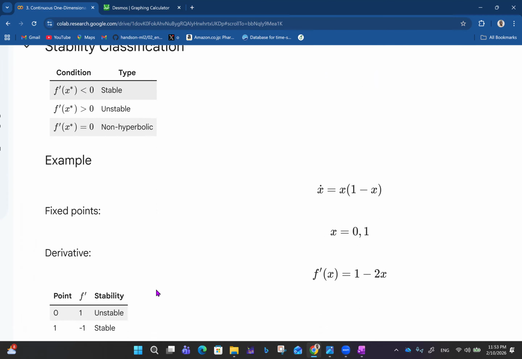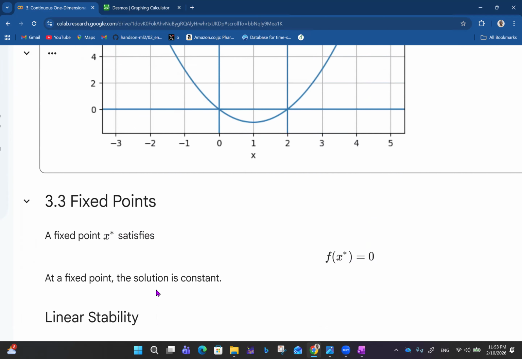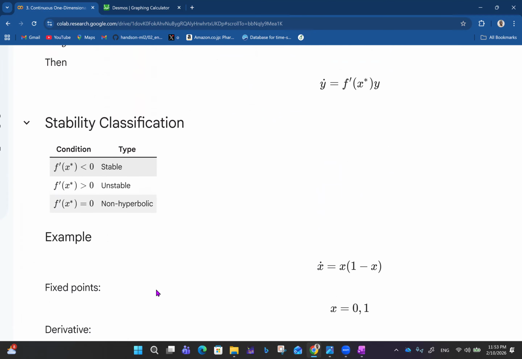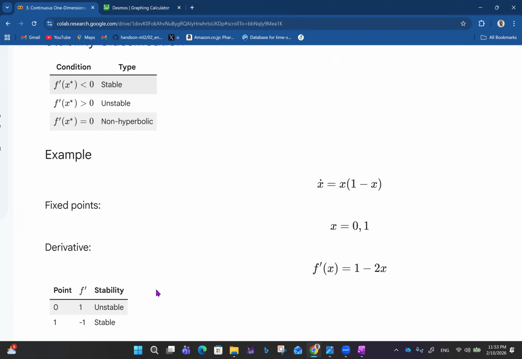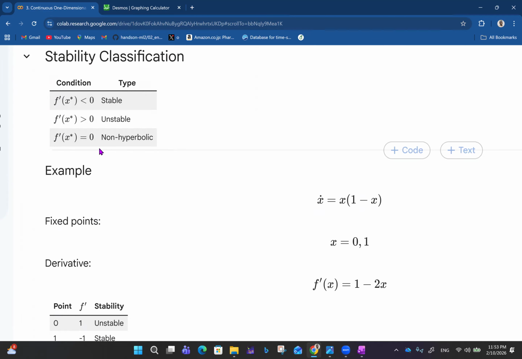We have another example here, so let me not do the other one. But if you tried for 0 and 2, you actually see that 0 is stable while 2 is not. So we talk about stability classification here now. f prime of x star less than 0 is stable, f prime of x star greater than 0 is unstable, and f prime of x star equals 0 is non-hyperbolic.